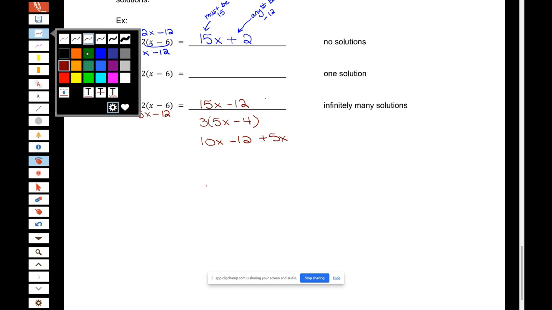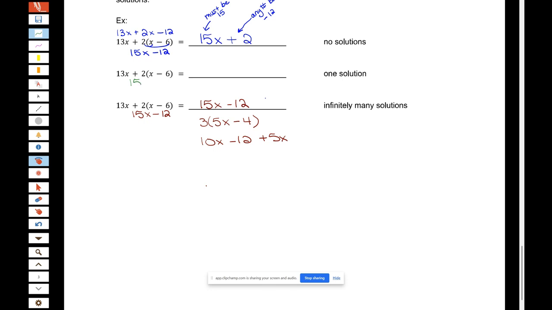Now, if you wanted to have one solution, you just have to make sure the x's don't cancel out, which means on the right, you cannot write 15x. So this number can't be 15. It could be negative 15, but it can't be positive 15. And then plus any number you want, including 0. You could just write 14x or 14x plus 0. But this can literally be any number.